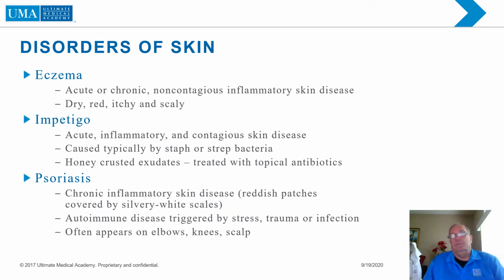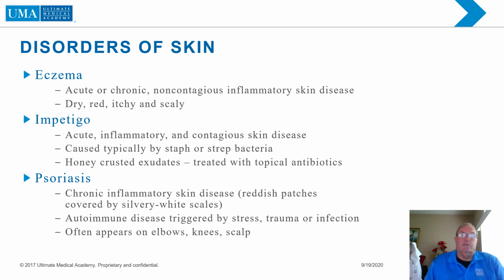There are several more disorders of the skin. There's eczema, vitiligo, psoriasis. Eczema is basically a rash, dry, red, itchy, scaly rashes. Some of them can resolve by themselves. Others need treatment and creams. Then you have impetigo. It's an acute inflammatory contagious skin disease caused typically by staph or strep bacteria, which is a common bacteria that lives on the skin. So it has to have antibiotics to treat it, topically on creams for your skin.